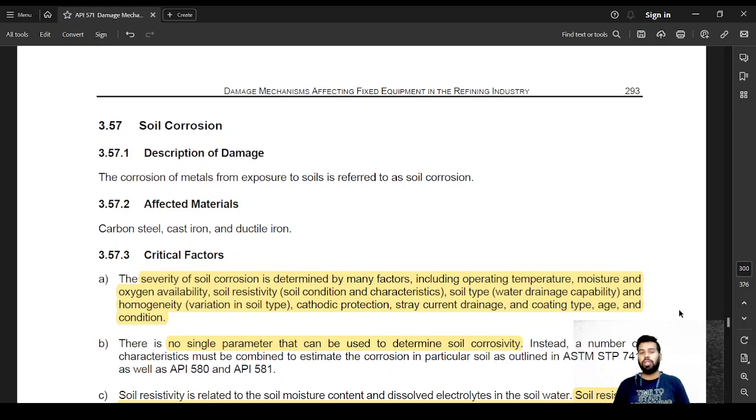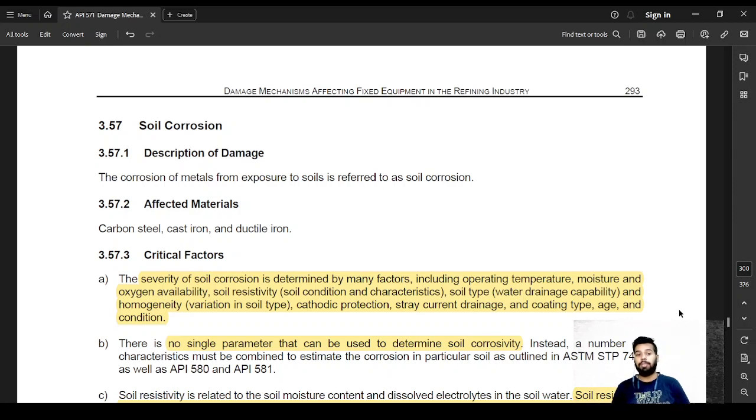Now soil corrosion is generally going to be a big factor when we are talking about tank bottoms, because tank bottoms are generally subjected to soil corrosion because they are in contact with the soil. Obviously this kind of damage mechanism would also be a considerable factor for underground piping, or any equipment which is in contact with the soil or underground, where all of this soil corrosion can happen.